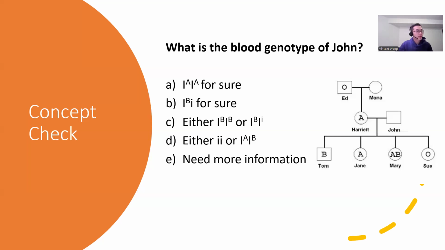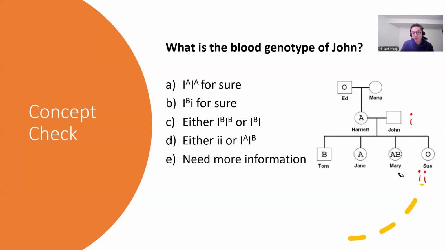All right, let's take it up. We are looking for John right here. So let's look at his kids. Sue here is little i, little i. So one of the little i must have come from John, right? Yeah, one of the little i must have come from John.